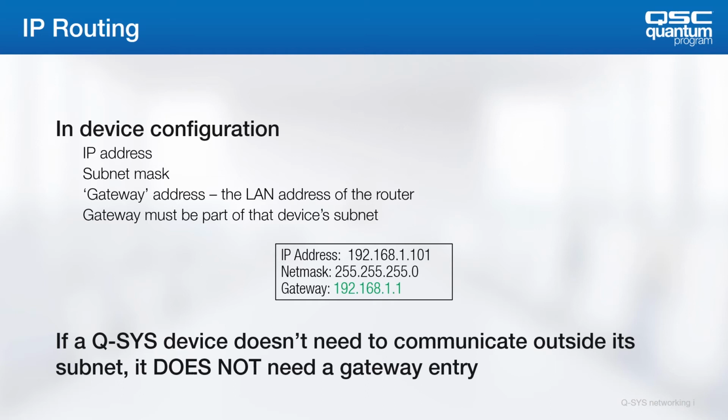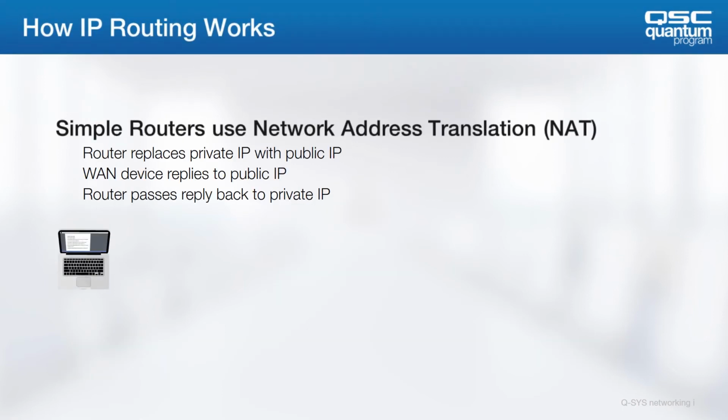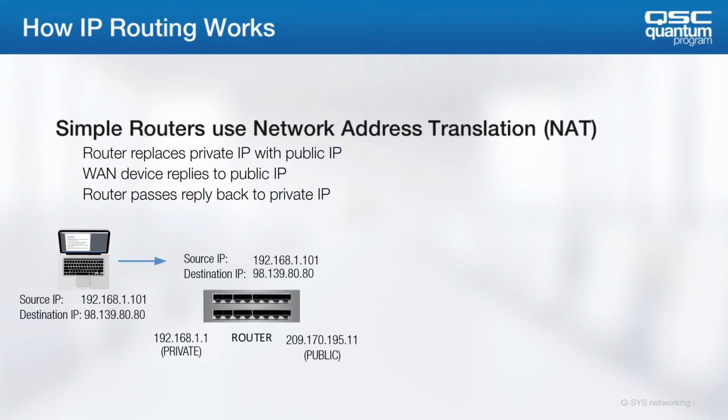And now that we've discussed the basic parts of configuration, let's look a little more closely at exactly what a router does. Let's say I have my lonely little computer who would like to browse the internet. The computer uses another technology that we'll discuss later to find that the website it wants to access is hosted at address 98.139.80.80 on the internet. The computer passes the packet bound for that address to the gateway address of the router.